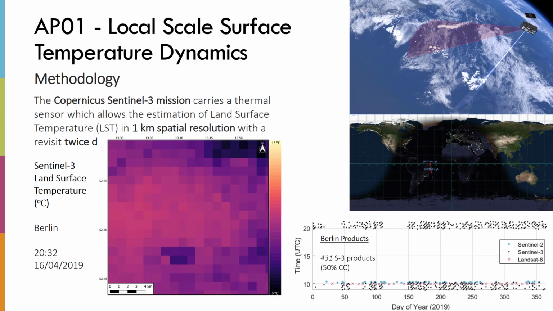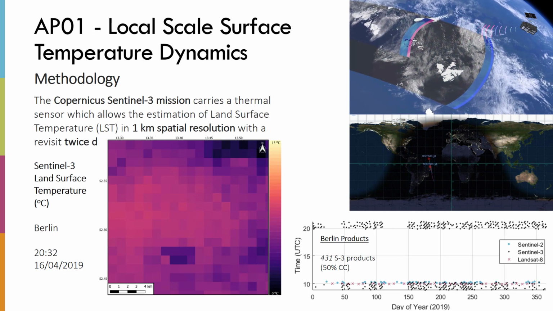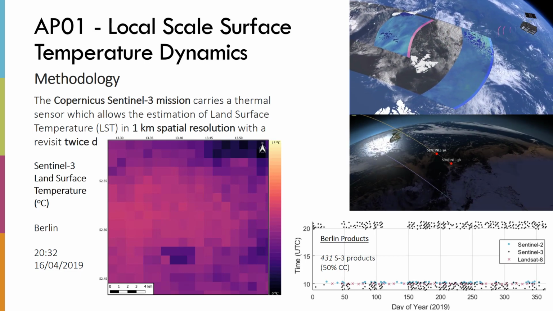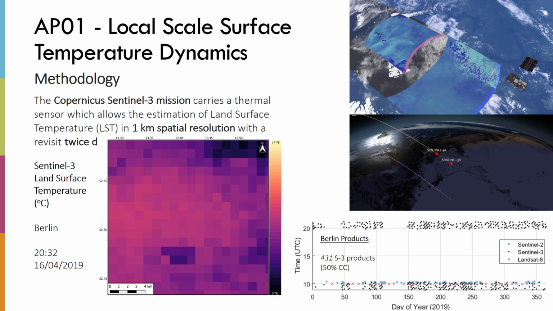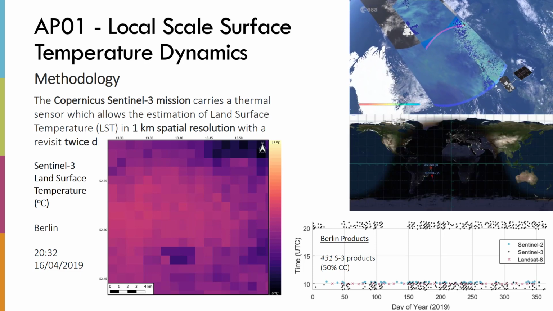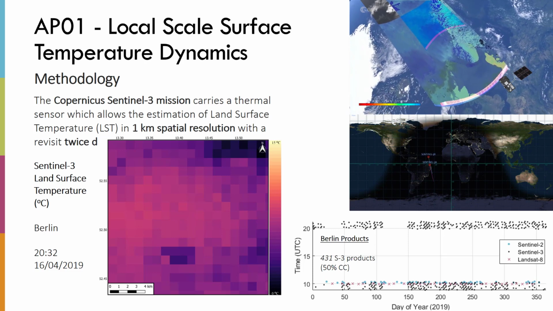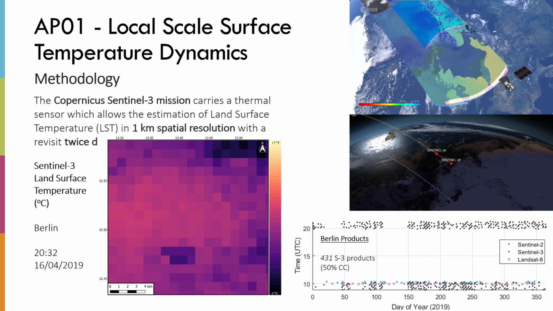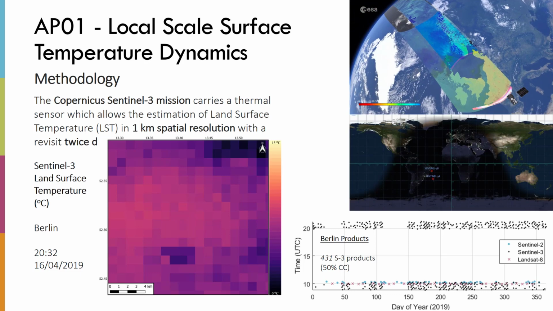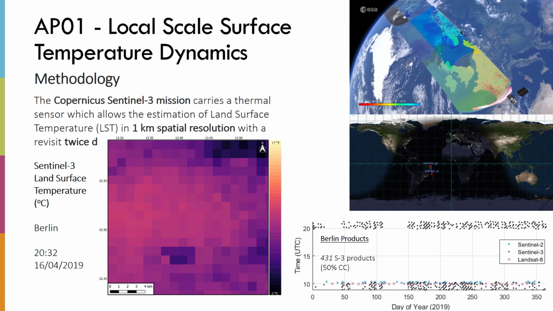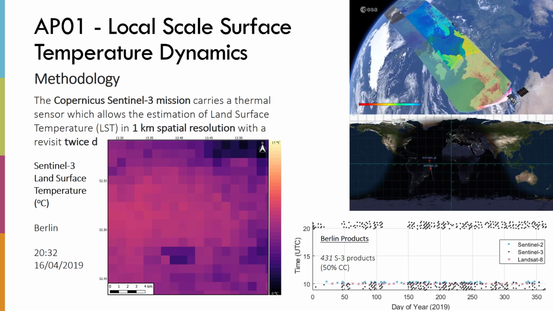For the method itself, the Sentinel-3 mission allows the estimation of surface temperature with a spatial resolution of 1 kilometer at least twice per day. While this is a great source of information for cities from space in terms of revisit, the 1 kilometer spatial resolution does not allow discriminating between different temperatures of the urban objects.